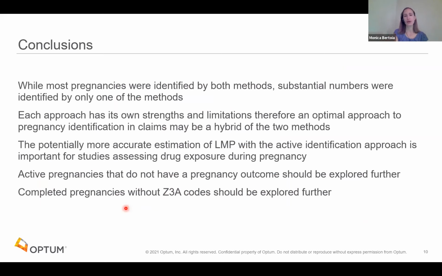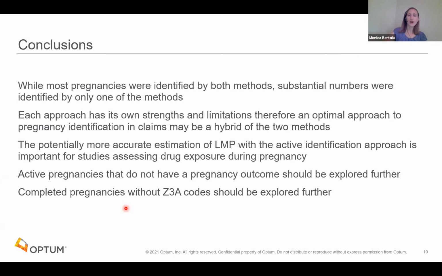And so in conclusion, while most pregnancies were identified by both methods, a substantial number were identified by only one method, and each approach has its own strengths and limitations. For example, one strength of the active approach is it has potentially more accurate estimation of LMP using those granular Z3A codes. And it's important to estimate LMP as accurately as we can when we're looking at drug exposures during pregnancy, during the first trimester, et cetera. Another strength of the completed pregnancy approach is that those Hornbrook algorithms have been validated with medical records and performed well for many outcomes.